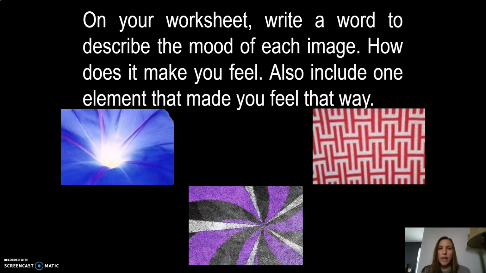So you can go ahead right now and pause this, and on your worksheet, write a word or two to describe the mood of each of these images. How does it make you feel? And include an element that made you feel that way. Was it the colors, the lines, the lighting, the texture?